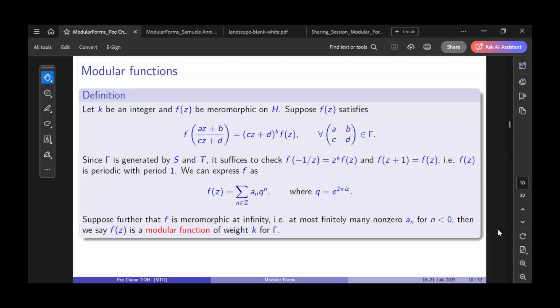Since we have proved that gamma is generated by S and T, we can just check whether this is true for f(Sz) and f(Tz). So basically, we can simplify the proving, and simplify how to check if a function is a modular function or not.